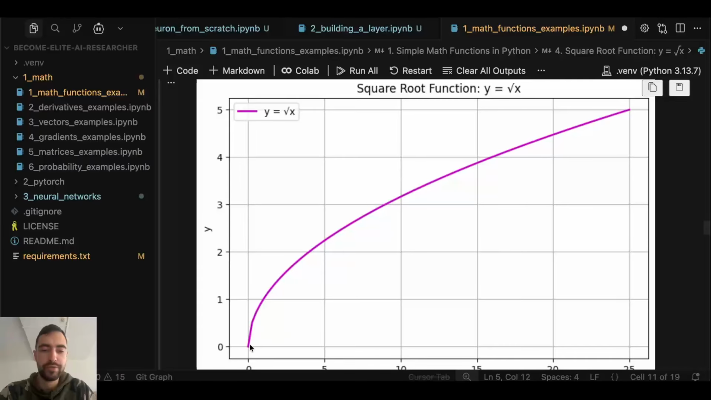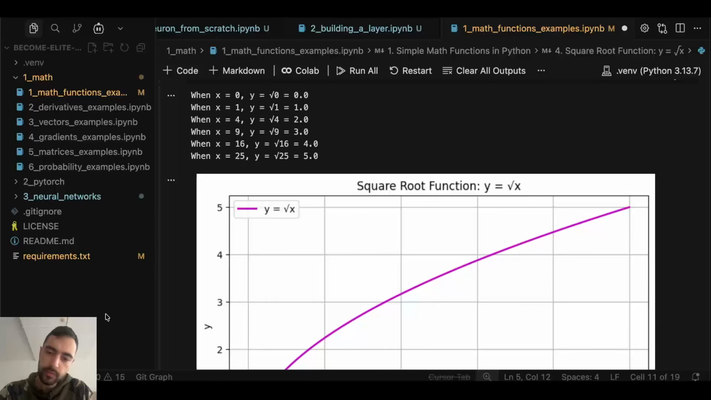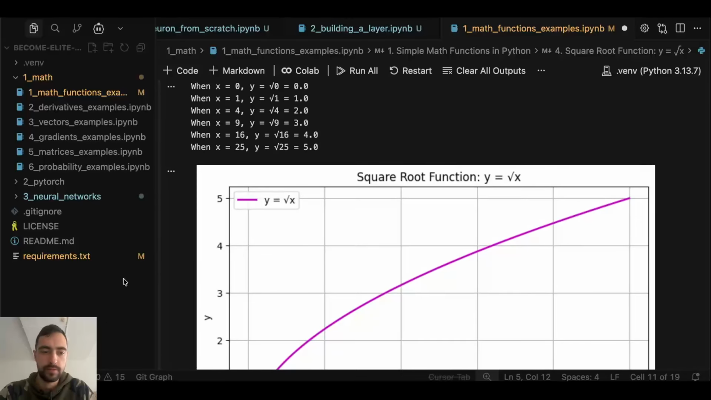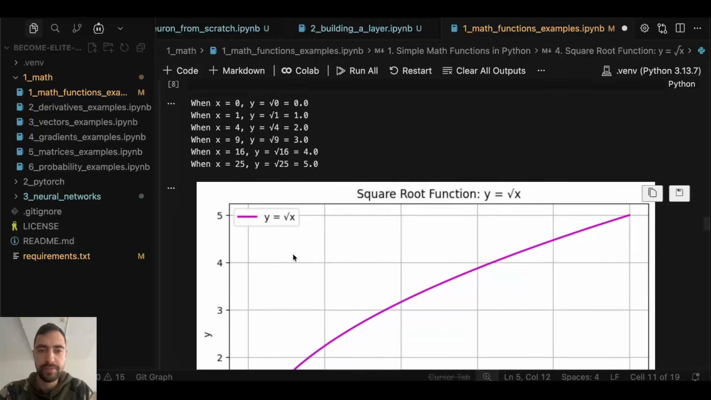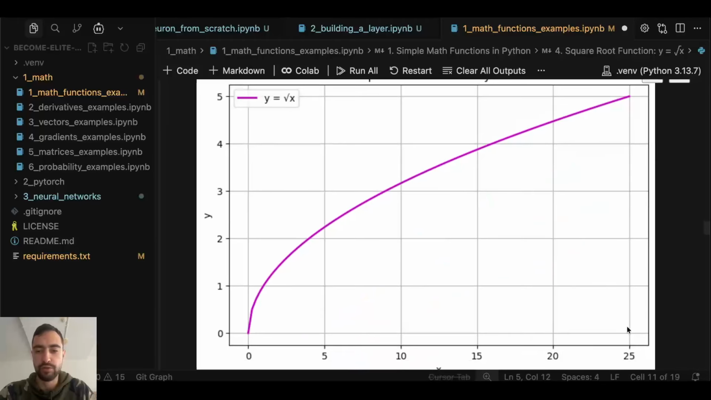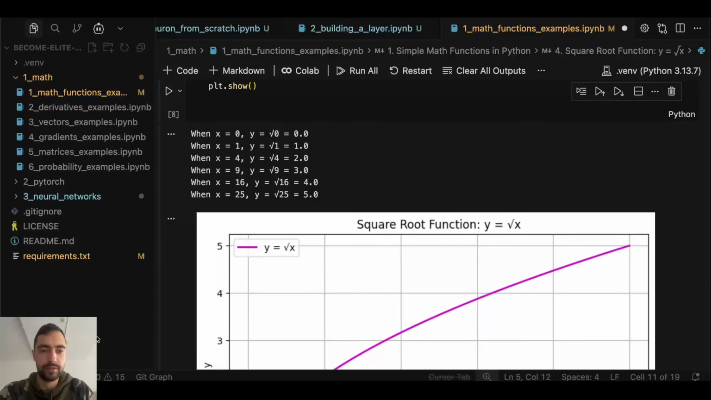It's growing very fast in the beginning, but then it's starting to grow slower and slower. Although this will grow to infinity as well. So there is no limit here. It will also grow forever. As x grows forever, y will also grow forever.